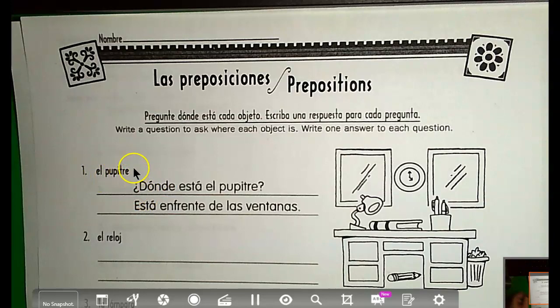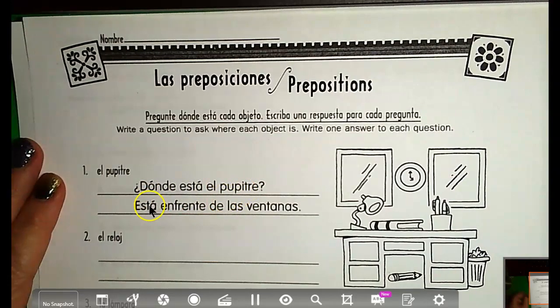Here's your example. They're using el pupitre. Finally, we see it somewhere, but then look what they're calling a pupitre, what we have been calling escritorio. So as you can see, it's just different everywhere. So we're going to ask, where is the pupitre, the desk, and then we're going to turn around and answer it. It is in front of the ventanas.